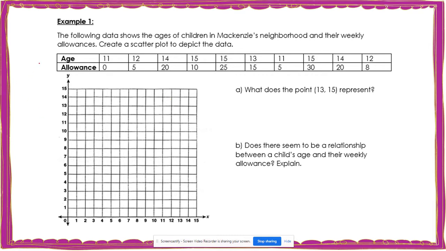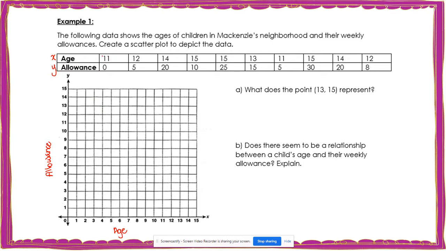The first thing you notice is that you see age here. Well, just like with any table, your first column will represent your X values and your second will represent your Y values. So age is going to go down here on our X axis, and we know that allowance is going to go over here on our Y axis.